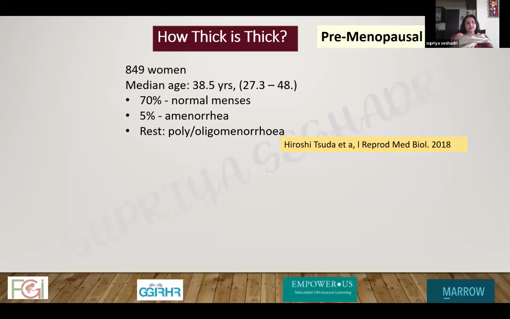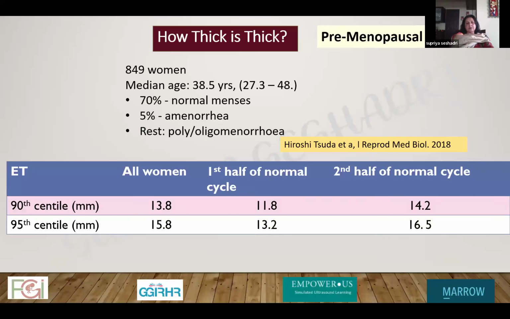This study was done on 849 women. The median age was about 38 years. 70% of them had normal menses, 5% were amenorrheic, and the rest had polymenorrhea and oligomenorrhea. These authors found these measurements.